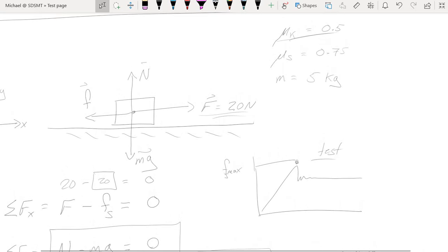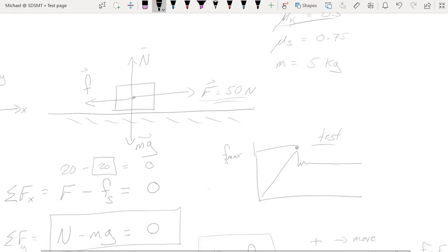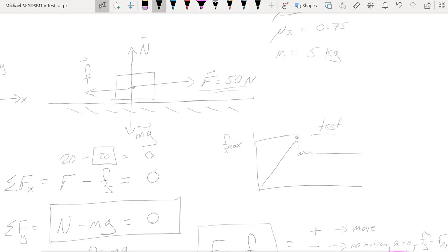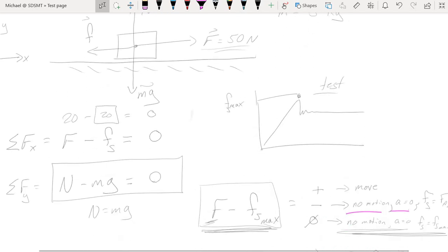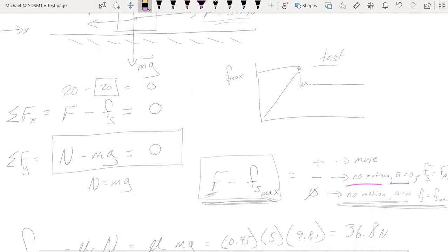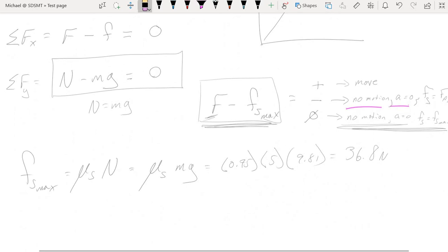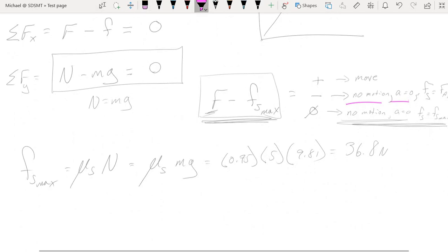Okay, well, let's change things up a little bit. Let's increase the applied force to 50 newtons. So now what's going to happen? Again, we're going to ask the question, does it move? And we have our 3 case scenarios to consider.